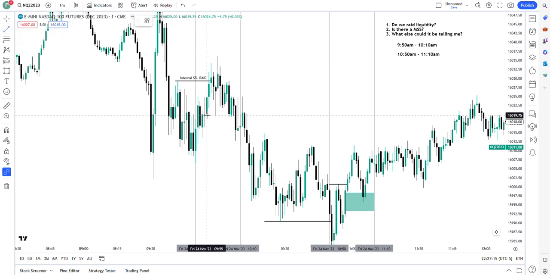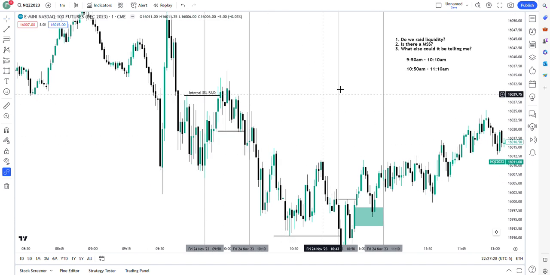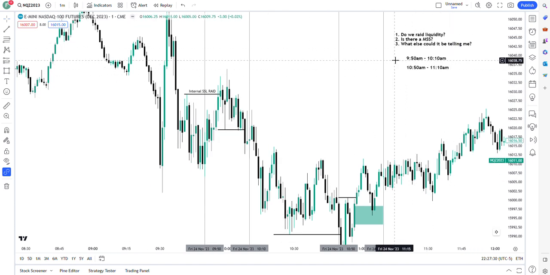Debatable, but you may class this as a market structure shift with this displacement candle, right? So you may class that as a shift when we displace lower. Would I say it's extremely strong? Not really, but you can see we do end up pushing lower. But what's important here is number 3. What's price telling me? So in this macro, there's this bearish fair value gap.